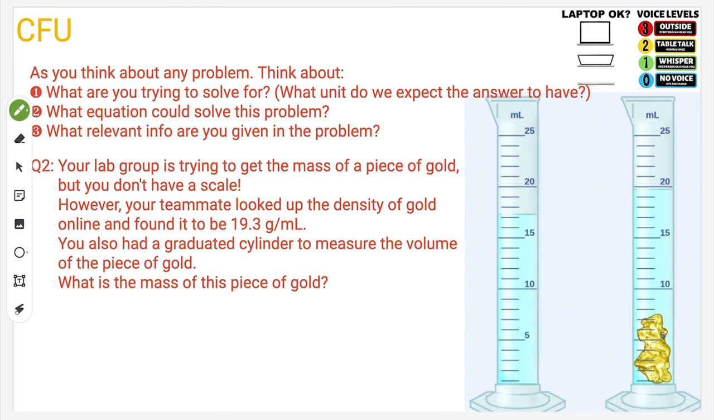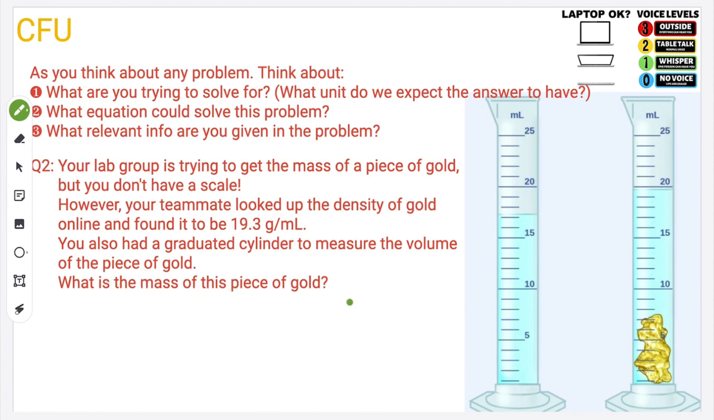Okay, let's try another one. I believe this is the last one that we're going to try. Your lab group is trying to get the mass of a piece of gold. Okay, but you don't have a scale. Whoa, how are you going to get the mass? However, your teammate looked up the density of gold online and found it to be 19.3 grams per milliliter. You also have a graduated cylinder to measure the volume of the piece of gold. What is the mass of this piece of gold?